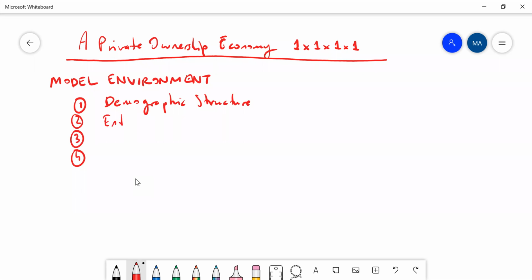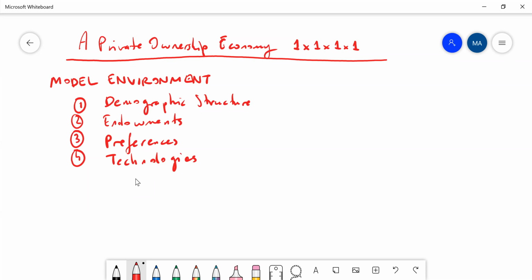The second thing is endowments. The third thing is preferences. And finally, we have technologies. Okay, so what are these things? The demographic structure allows us to define the individuals inhabiting the economy. All right. So who are these people? How many of them are there? Is there population growth, or is population fixed? If there's population growth, what determines the fertility rate? What determines the mortality rate, etc.